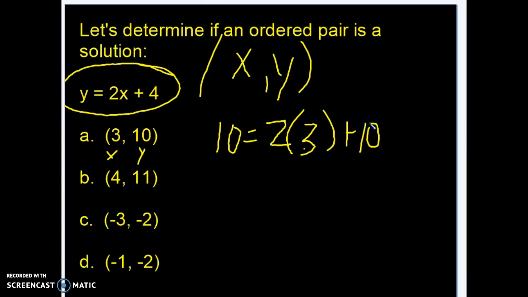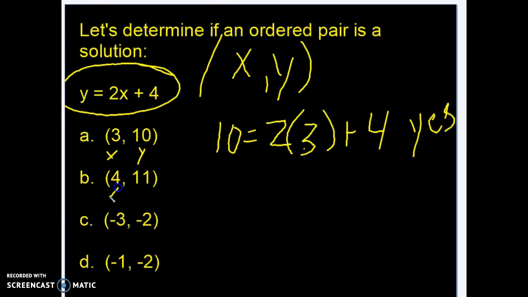Well, we know 2 times 3 is 6. I'm sorry, I put that in the wrong spot. This should have been plus 4. Sorry about that. So we have 2 times 3 is 6. 6 plus 4 is 10. So yes, that's a true statement.